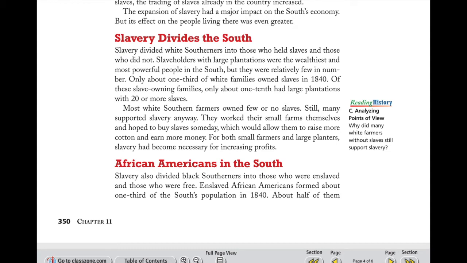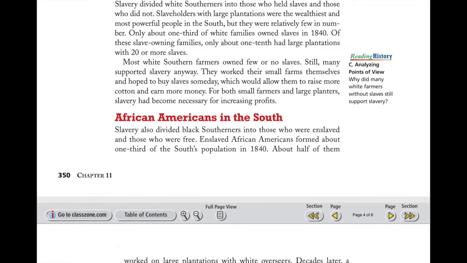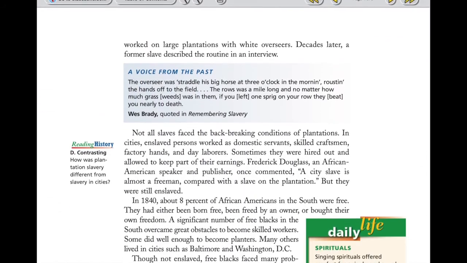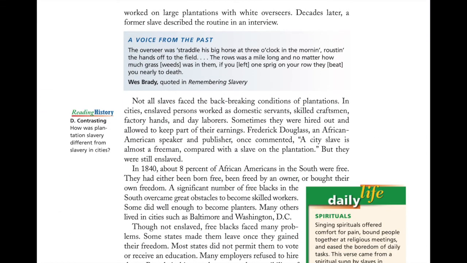African Americans in the South. Slavery also divided black Southerners into those who were enslaved and those who were free. Enslaved African Americans made up about 1/3 of the South's population in 1840. About half of them worked on large plantations with white overseers. Decades later, a former slave described the routine in an interview. A voice from the past.